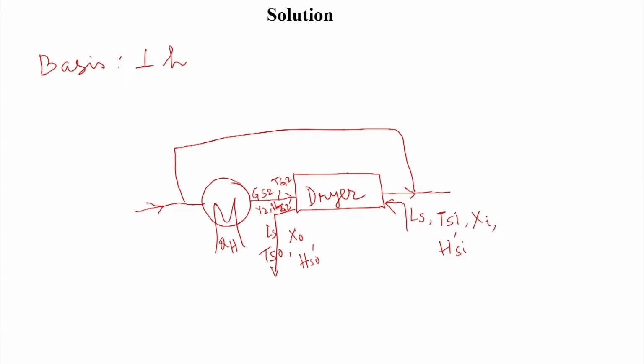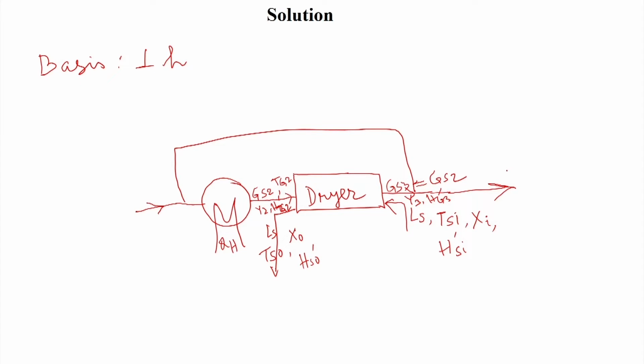And when this hot air leaves the dryer, the flow rate will be Gs3, which is the same as Gs2, the humidity will be Y3, and the enthalpy value will be Hg3 prime. One part will actually be leaving.